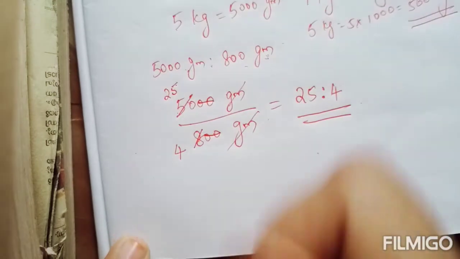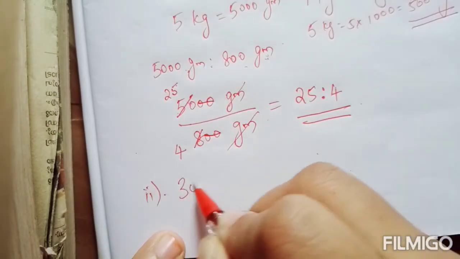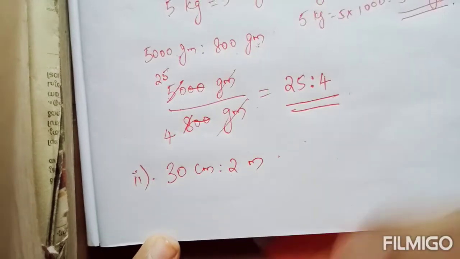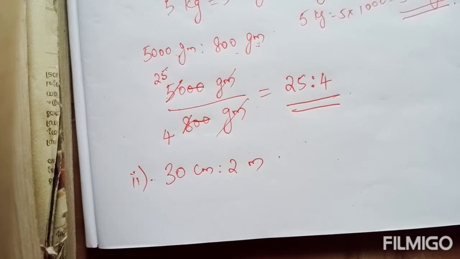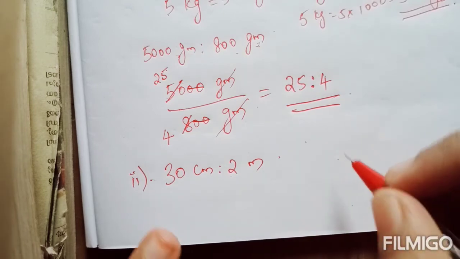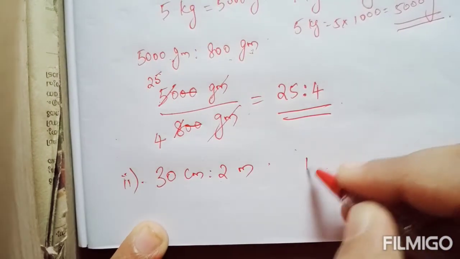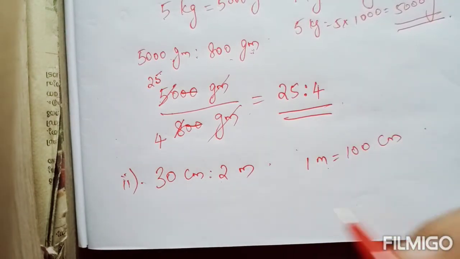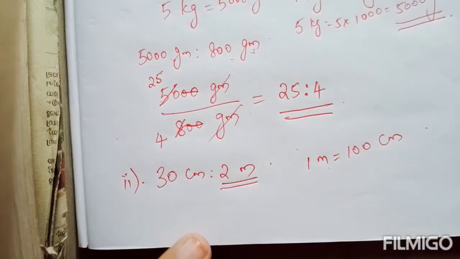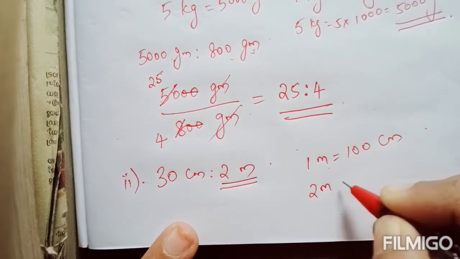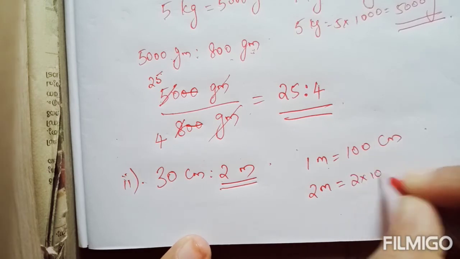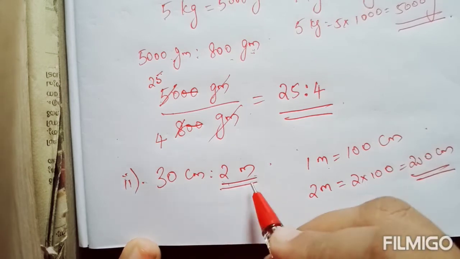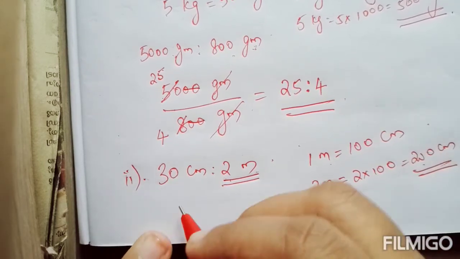Okay, second one. 30 centimeter is to 2 meter. Here also you can find their units are not same, so make their unit same. We know that 1 meter equals 100 centimeter. So this 2 meter we can change to centimeter. 2 meter equals 2 into 100, that is 200 centimeter. So in place of 2 meter, we can substitute 200 centimeter.